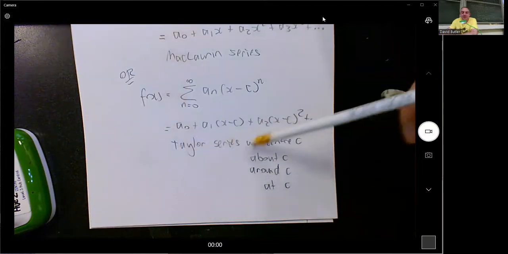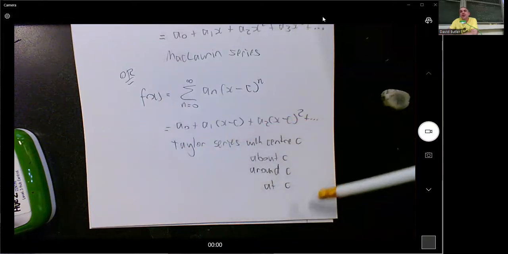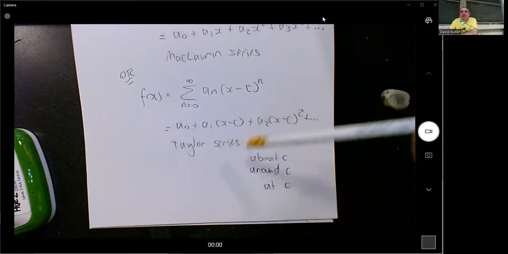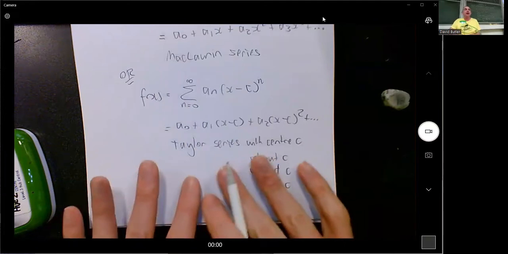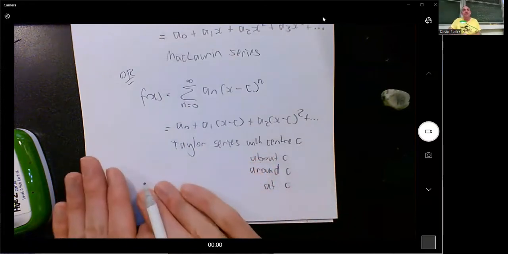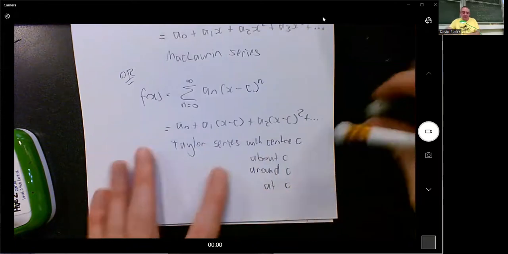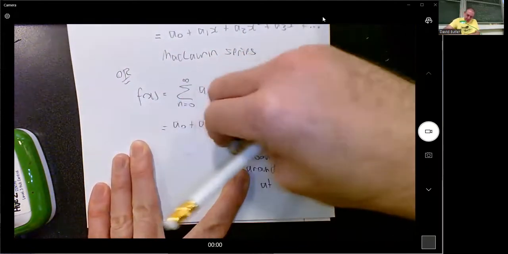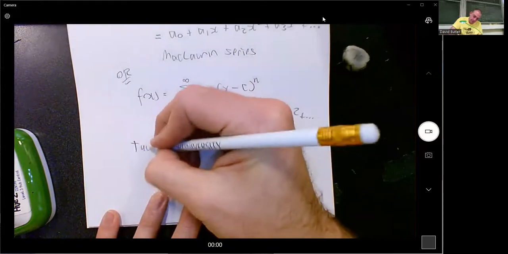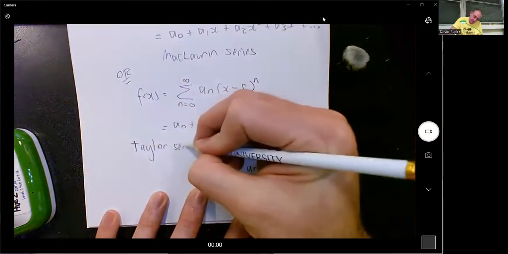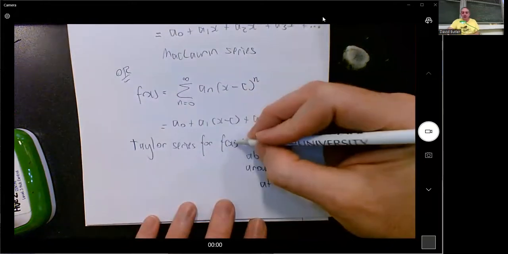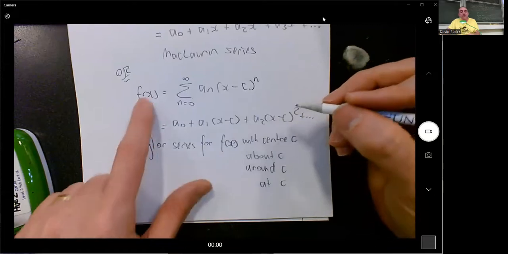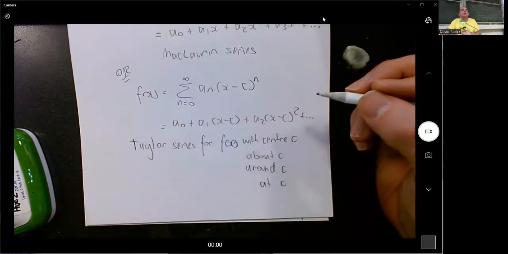So it's basically Taylor series with some statement that seems to be saying that c is a location. Any one of those is fine. Okay, and it's technically a Taylor series for the function f of x with center c. So it's for the function, because it belongs to the function that you have. Because different functions will have different numbers in these spots.